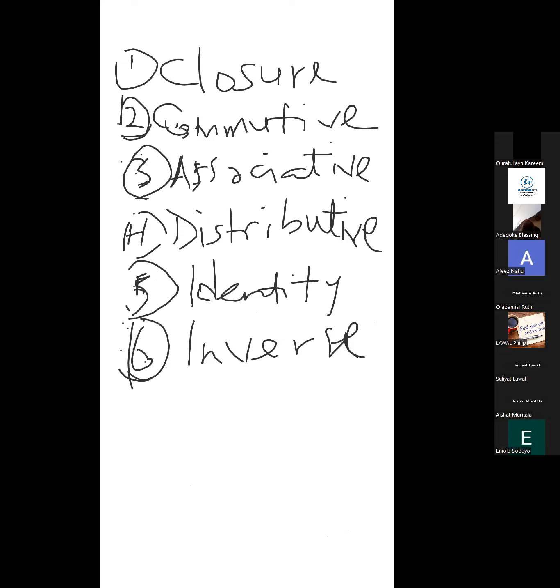Let me go to a new example now. Look at this. If A star B equals A plus B over AB. A plus B over AB.